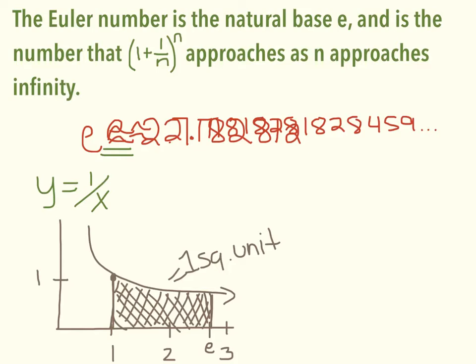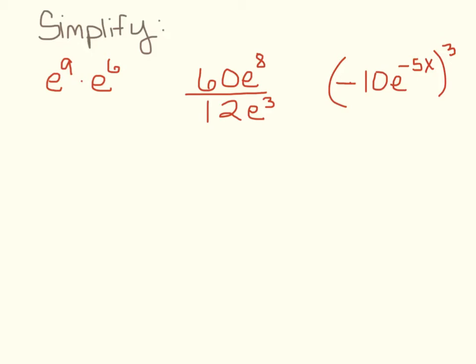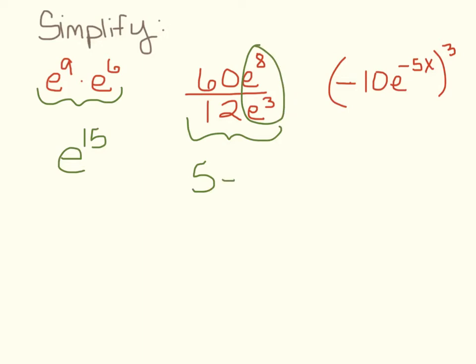So we just need to know that e is about 2.718, and then we need to be able to work with it as if it was any other number. So here's some examples. If we were to simplify e^9 times e^6, it follows the same rules that exponents always follow, and that is that we add them. 9 and 6 is 15. Or if we were to simplify 60e^8 over 12e^3, 60 divided by 12 is 5. And then e^8 over e^3, we're going to subtract our exponents. 8 minus 3 is 5.